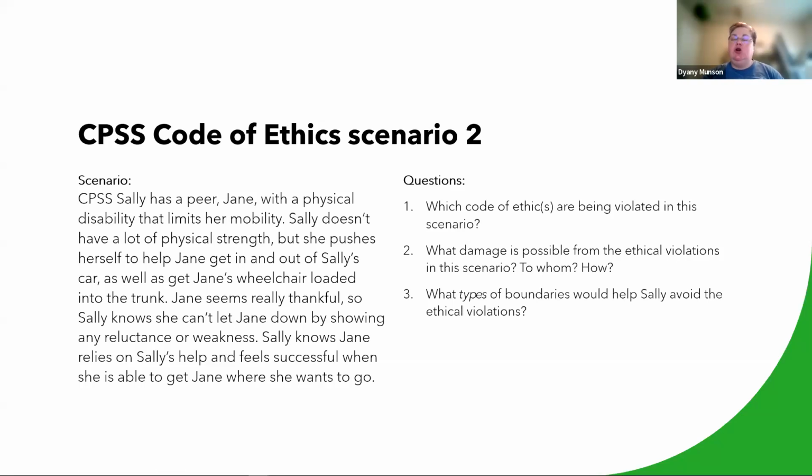So what internal, external, physical, and I know that there's internal and external. I just want you to label those, but tell me specifically what types of boundaries, like what internal boundaries would be good for Sally to set, what external boundaries would be good for Sally to set, what personal boundaries would be good for her to set.